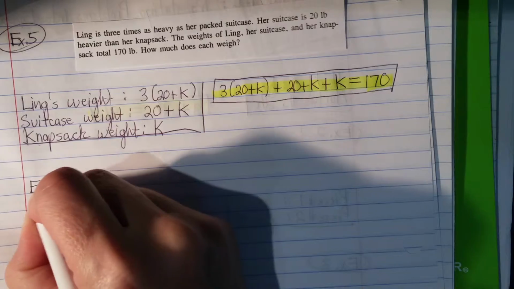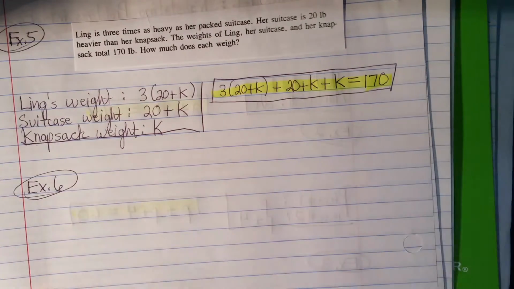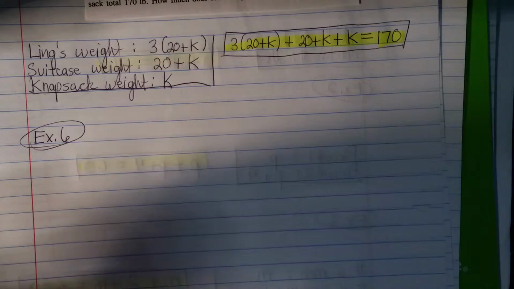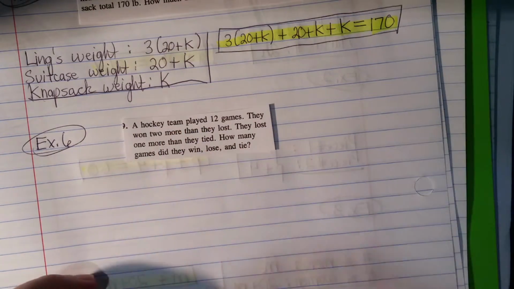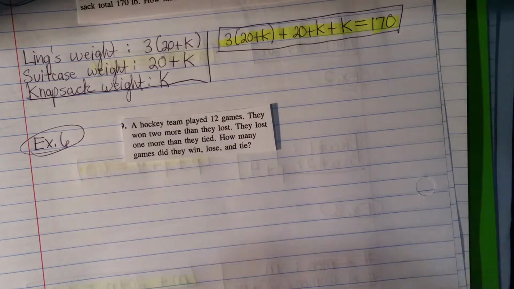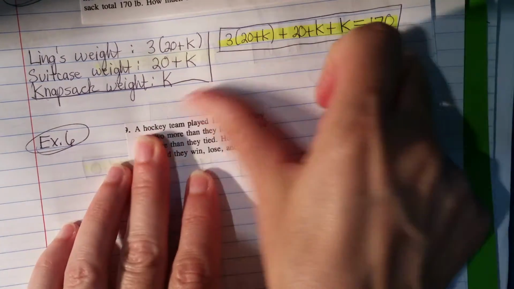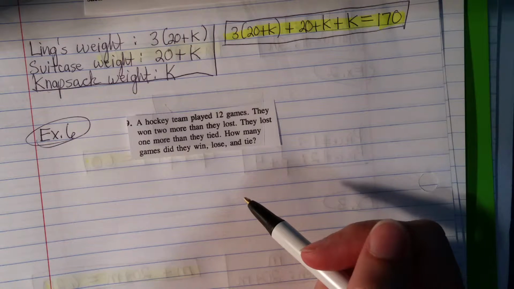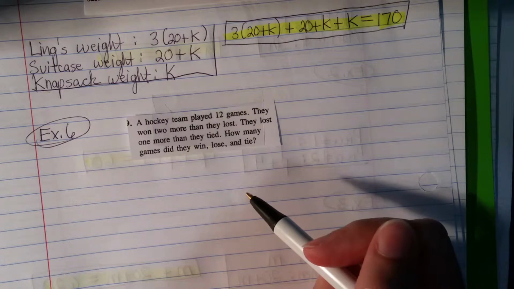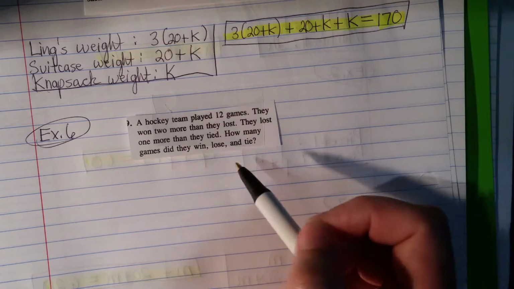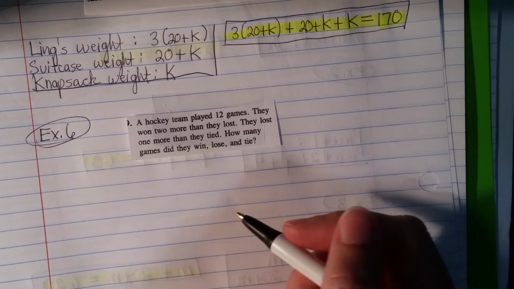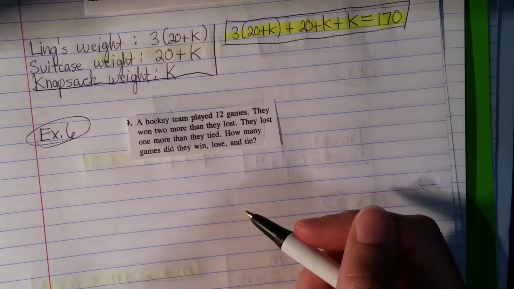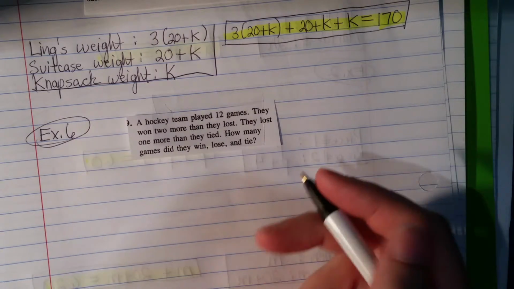One more like that. Example 6 is, let's see here, hockey team. Let me find a piece of tape. All right, we have a hockey team that played 12 games. They won 2 more than they lost. They lost 1 more than they tied. How many games did they win, lose, and tie? All right, well, we don't really need to answer that. We just need the equation. So we have the number of games won, the number of games lost, and the number of games tied. Those are the 3 variables.